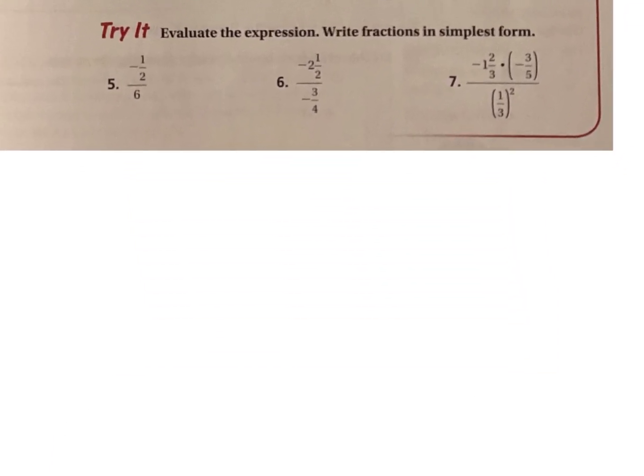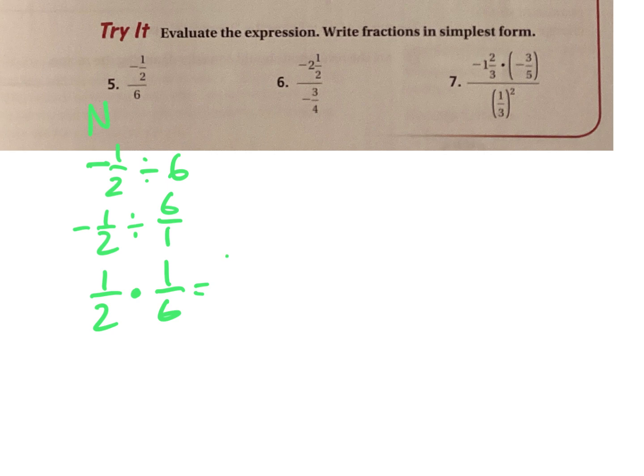Okay, so I'm going to rewrite this number 5. It's going to be -1/2 divided by 6. I want to make 6 into a fraction. -1/2 divided by 6/1. Then I know it's a negative divided by a positive, so it's going to be a negative. So I'll just put that as a note. Keep that, change that, flip that. It's 1/12, and it's -1/12. Okay.